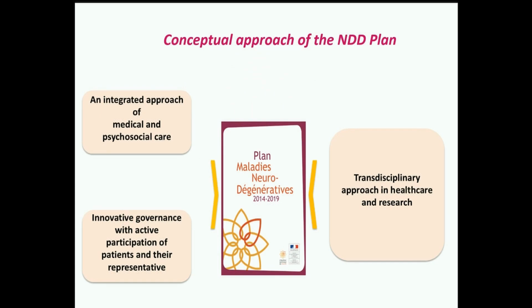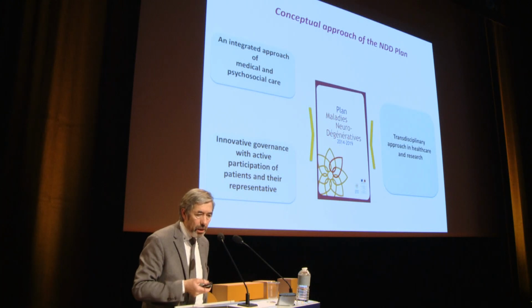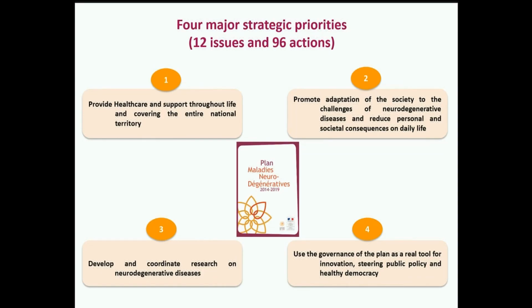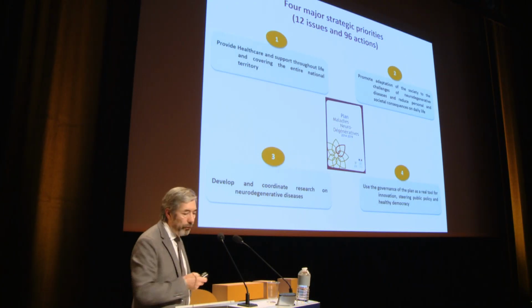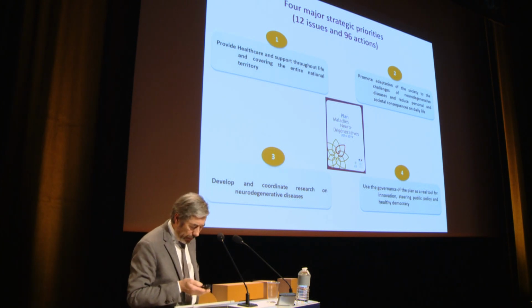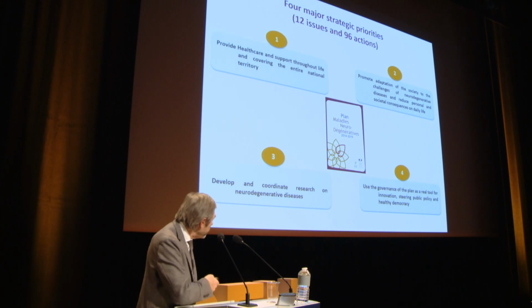So the conceptual approach of this plan is first integration between medical and psychosocial care. Secondly, a transdisciplinary approach in healthcare and research. And specifically, a new governance with active participation of patients and their representatives. It is a complex plan. I don't want to develop that, but there are four major strategies. One is healthcare and support throughout life, covering the entire national territory. The second is the adaptation of society to the challenge of neurodegenerative disease. The third is the development and coordination of research, which is led by my colleague and friend Etienne Hirsch. And finally, the governance of the plan.